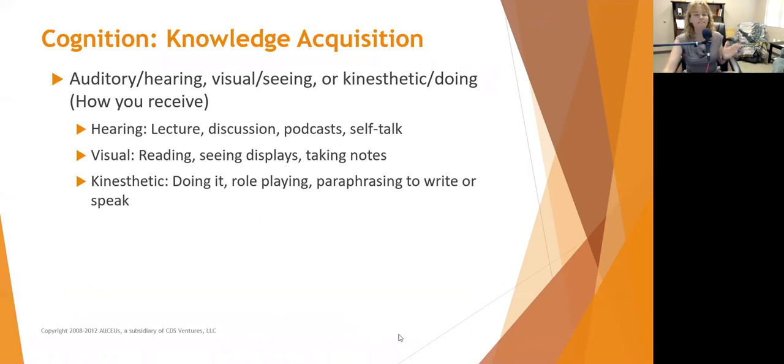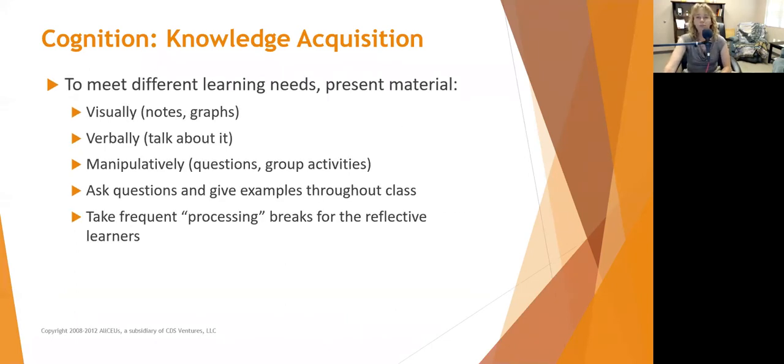So there are a lot of different options, but the best group is going to use all of these. You're going to have a little lecture. You're going to have handouts for people. You're going to apply it in some way, either asking people individually to apply it or role play or whatever. To meet different learning needs, present material visually using notes and graphs, verbally talk about it, manipulatively use questions or group activities, and give examples throughout class that people can relate to.